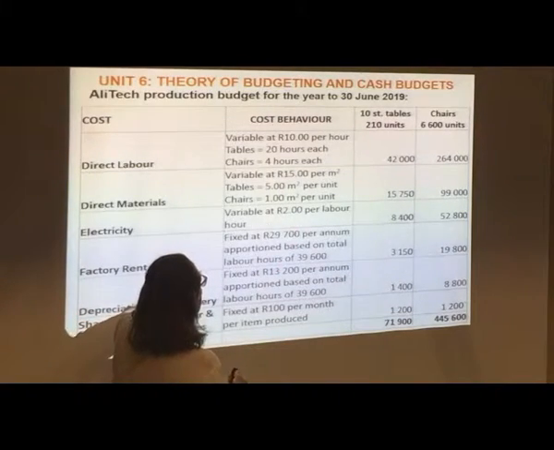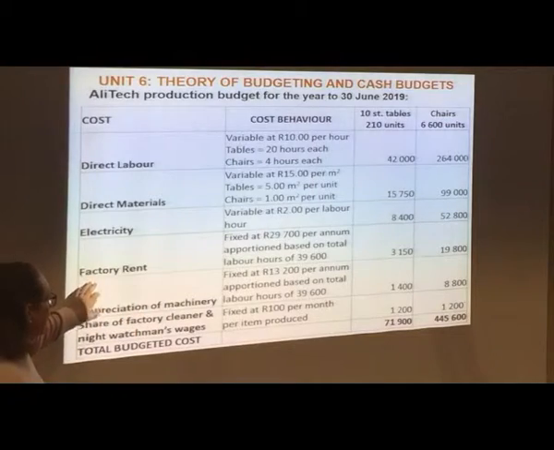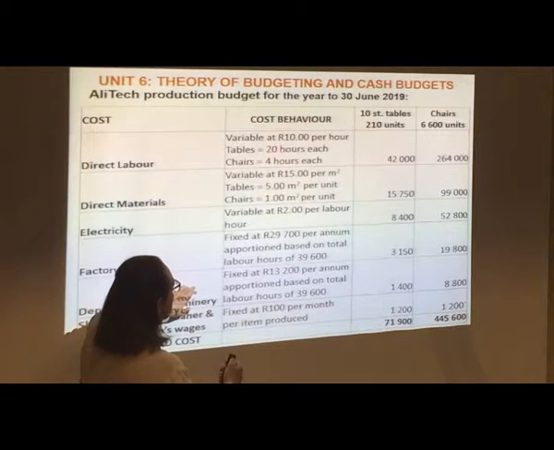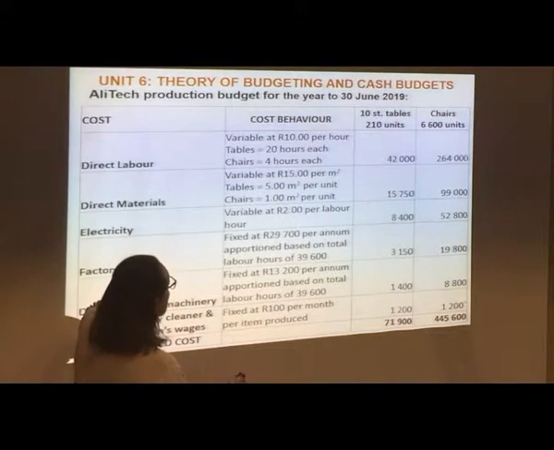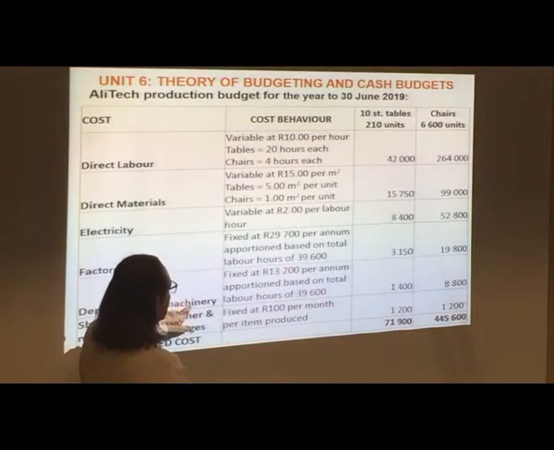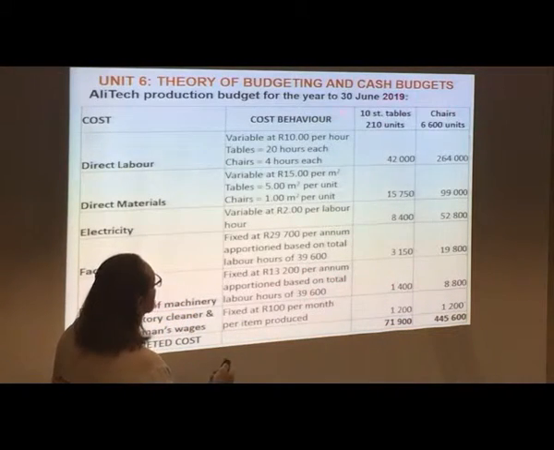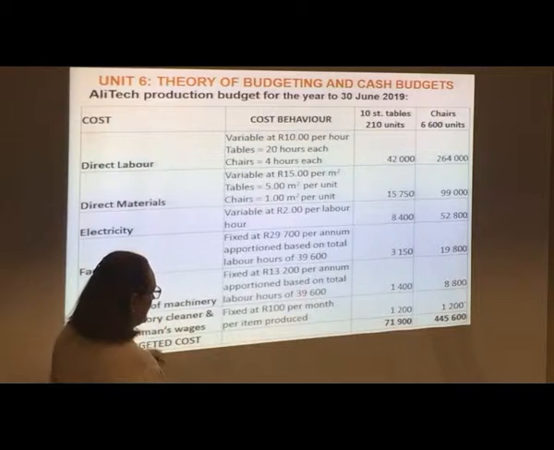Then the factory rent, you take your 29,700 divided by 39,600, you get 75 cents factory rent per labor hour. Now you must take 210 units times 20 Rand times 75 cents gives you 3,150. 6,600 times 75 cents times 4 hours gives you 19,800. You do this one in the same way, 13,200 divided by 39,600, and you do 210 times 20 times whatever answer you got there. This one is 6,600 times 4 times whatever answer you got there.